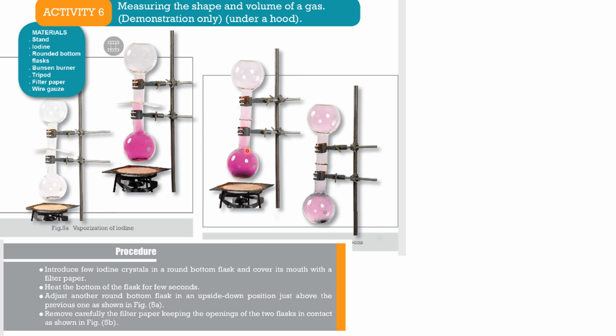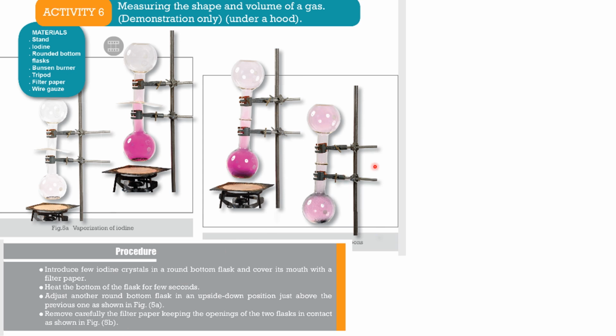When we heat the iodine, what will happen? The temperature will increase. So iodine will begin to sublimate, change from solid directly into gas. The iodine gas will travel through the opening and fill the second flask. As you can see here, this purple color is due to the presence of iodine gas.